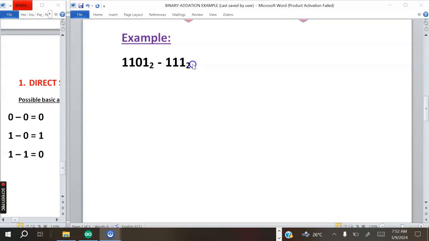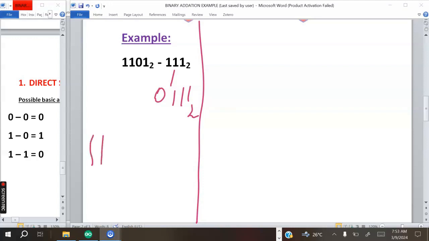Number one is to ensure that the number of binaries are equal. If you have four binaries, the other side should always have four, so that they are equal on both sides. So for you to ensure that both sides have an equal number of binaries, you are supposed to add zeros on the left hand side. Therefore, for this particular case, I will add zeros. Therefore, we will have 0111 base 2, so that our question will be 1101 minus 0111 base 2. So if you look at the two scenarios, the number of binaries are equal on both sides.